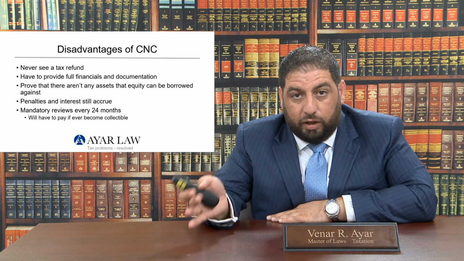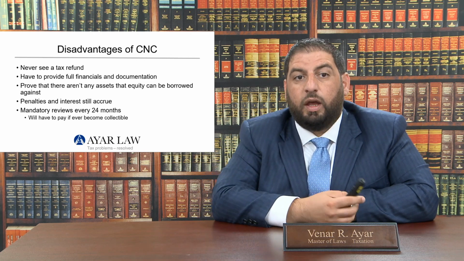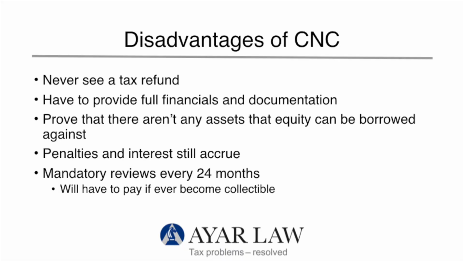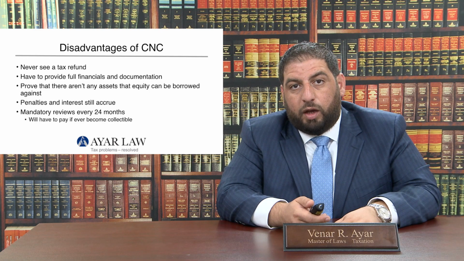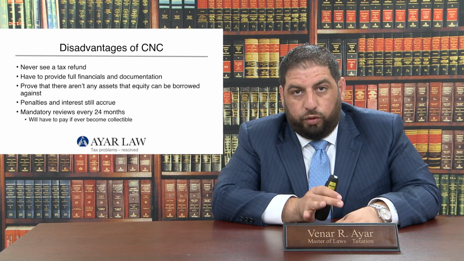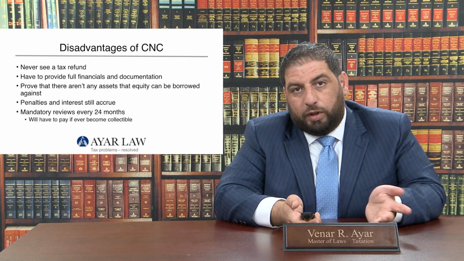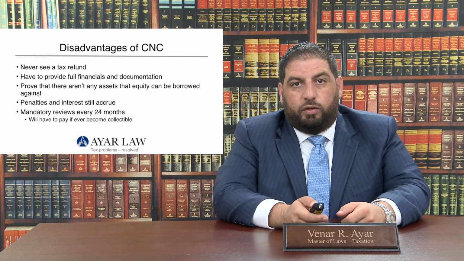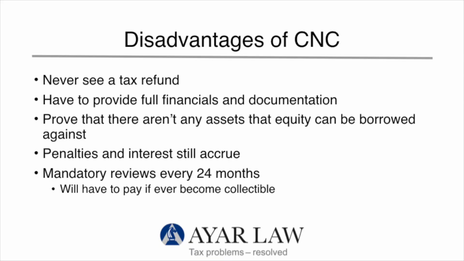Currently non-collectible has the word currently in it for a reason. And then there's a mandatory review every 24 months. So the debt doesn't go away until the CSED expires. If you're in CNC, it's different than an offer in compromise. They'll just put you on the back burner, but you bet within 2 years they're going to make you do it again. So sometimes people pay to get put in CNC and they're repeat clients. They got to come back every 18 to 24 months to do it over again.